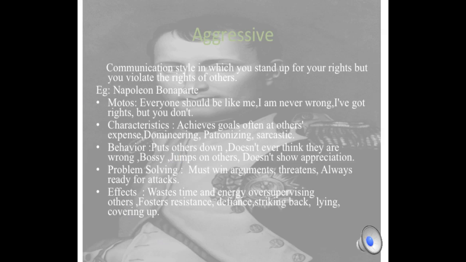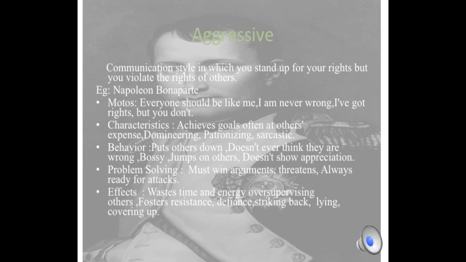Aggressive: a communication style in which you stand up for your rights but you violate the rights of others. Example: Napoleon Bonaparte. Motto: everyone should be like me. I am never wrong. I have got rights but you don't. Characteristics: achieves goals often at others' expense, domineering, patronizing, sarcastic.